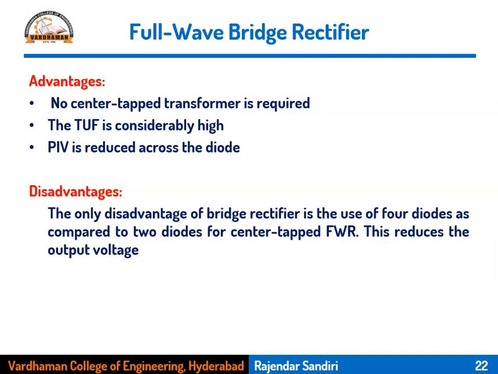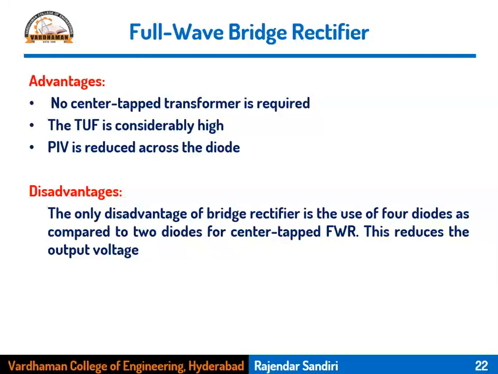Then the only disadvantage of full bridge rectifier is the use of 4 diodes, whereas in previous cases it is only 1 diode and 2 diodes. This reduces the output voltage. If I am using 1 diode, the output amplitude will be reduced by 0.7 volts. If I am using 2 diodes, the output voltage amplitude will be reduced by 1.4 volts. So the disadvantage of this one is a low output voltage because of the 2 diodes conducting.